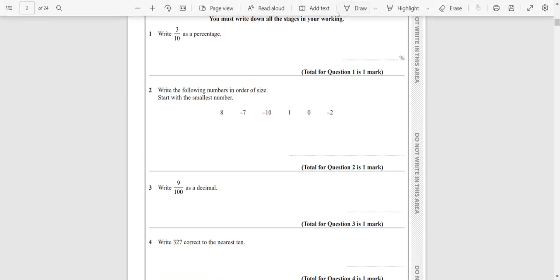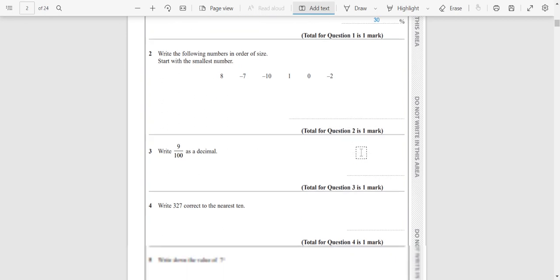Right, first question we've got here is 3/10 as a percentage. We know a percentage is always out of 100. Therefore, to get 10, the denominator, to be 100, I've got to times it by 10, which means I need to do the same to the top. Therefore, 3 times 10 is 30. 3/10 as a percentage is 30%.